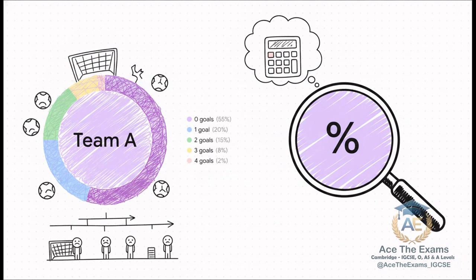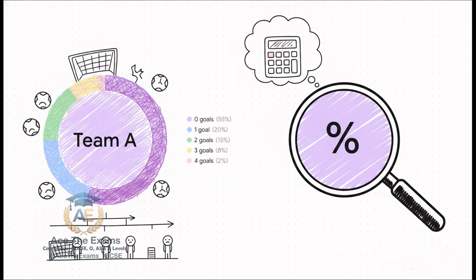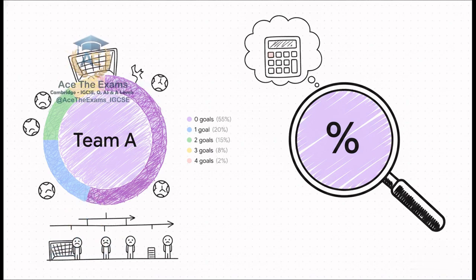We'll just call them Team A. Let's say they played 40 matches in a season. Look at this chart. Notice how one single section visually dominates absolutely everything else. In 22 out of their 40 matches, Team A scored 0 goals.